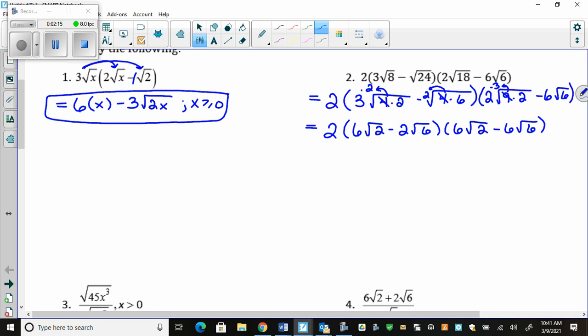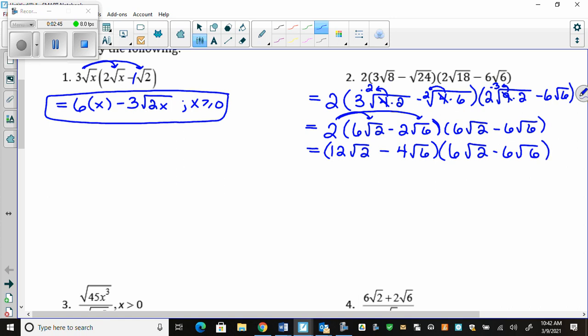So, I'm going to distribute the 2 in, but when I hit an end bracket, the 2 disappears, it vanishes, it doesn't keep distributing, right? We have to stop ourselves. So 2 times 6 is 12 root 2, minus 2 times 2 is 4 root 6, and it's still in a bracket because we just inserted the 2 into the brackets, right? The brackets don't disappear until we multiply. And then we get 6 root 2 minus 6 root 6.